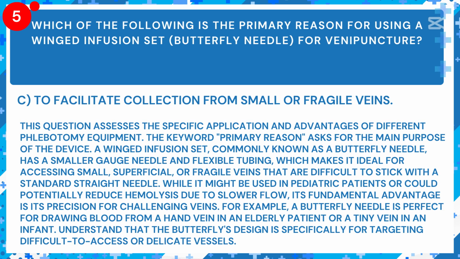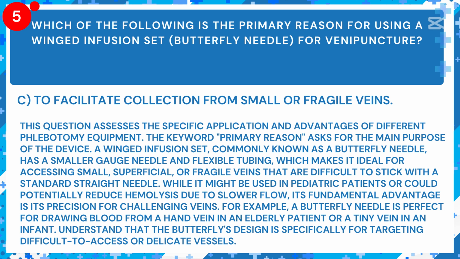Answer: C. To facilitate collection from small or fragile veins. Explanation: this question assesses the specific application and advantages of different phlebotomy equipment. The keyword primary reason asks for the main purpose of the device.